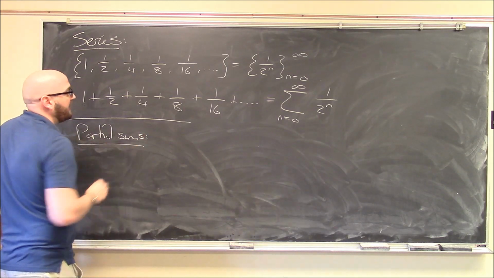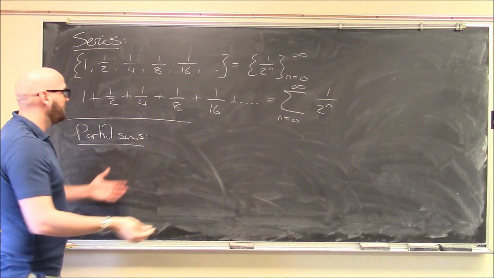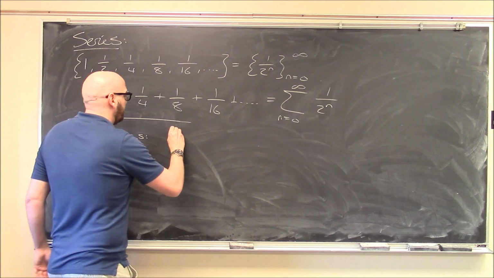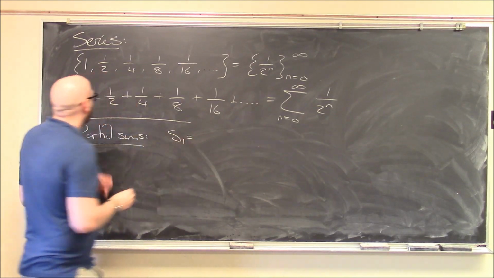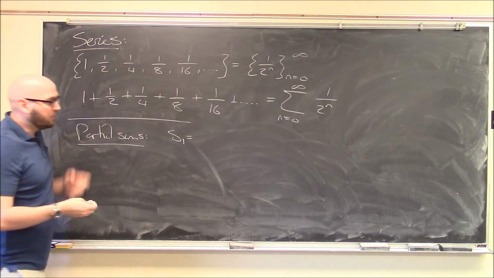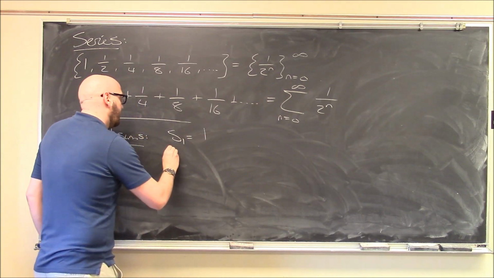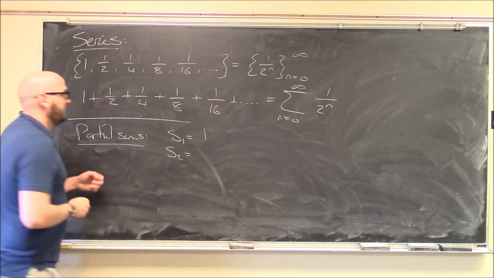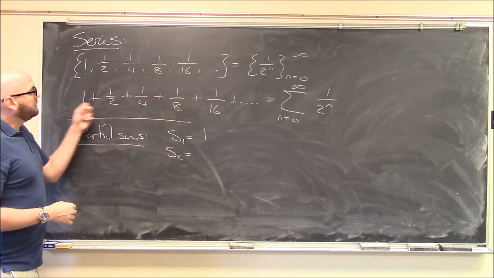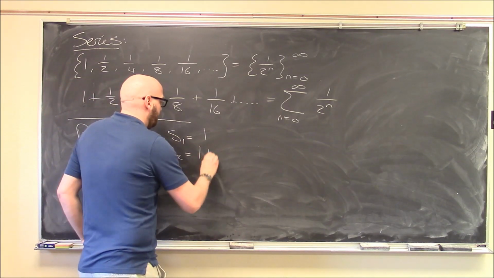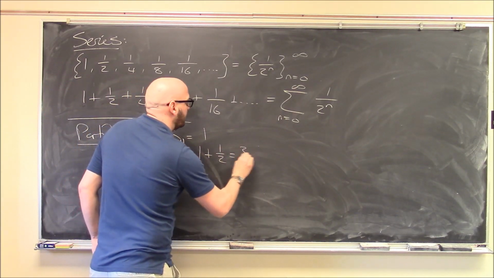All right, so instead of adding up all infinitely many terms, I'm just going to add up a few of them. For example, the first partial sum, S1, is the sum of the first term. First term is just 1. S2, the second partial sum, is the sum of the first two terms, 1 plus 1/2, which is 3/2.